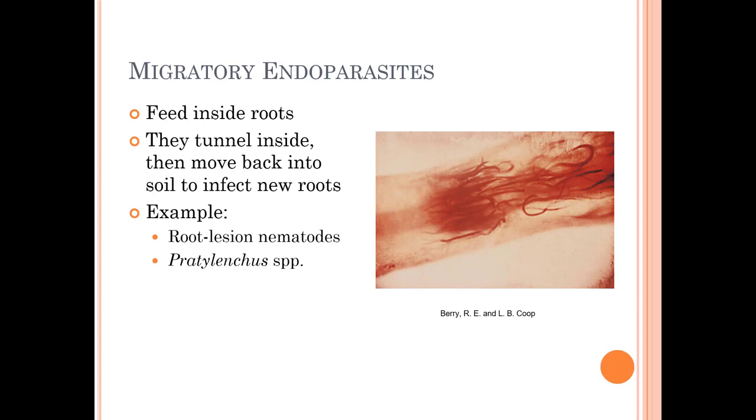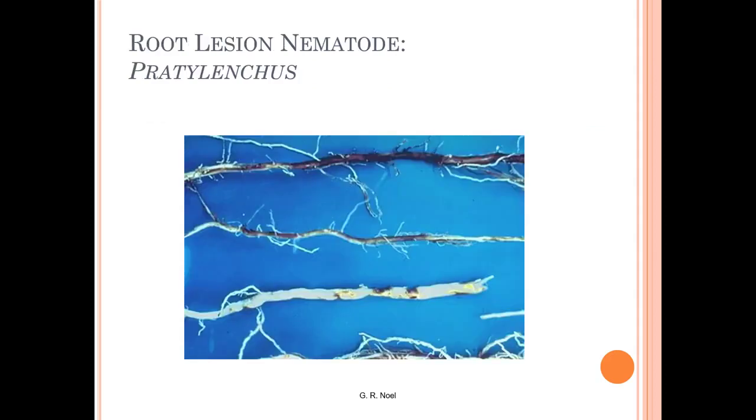So migratory endoparasites, that's on the inside. They feed on the inside of the roots, they tunnel inside, then move back into the soil to infect new roots. So they go in and out. And one example of this is root lesion nematodes, which this is a picture of. So here's a root lesion nematode on corn roots.